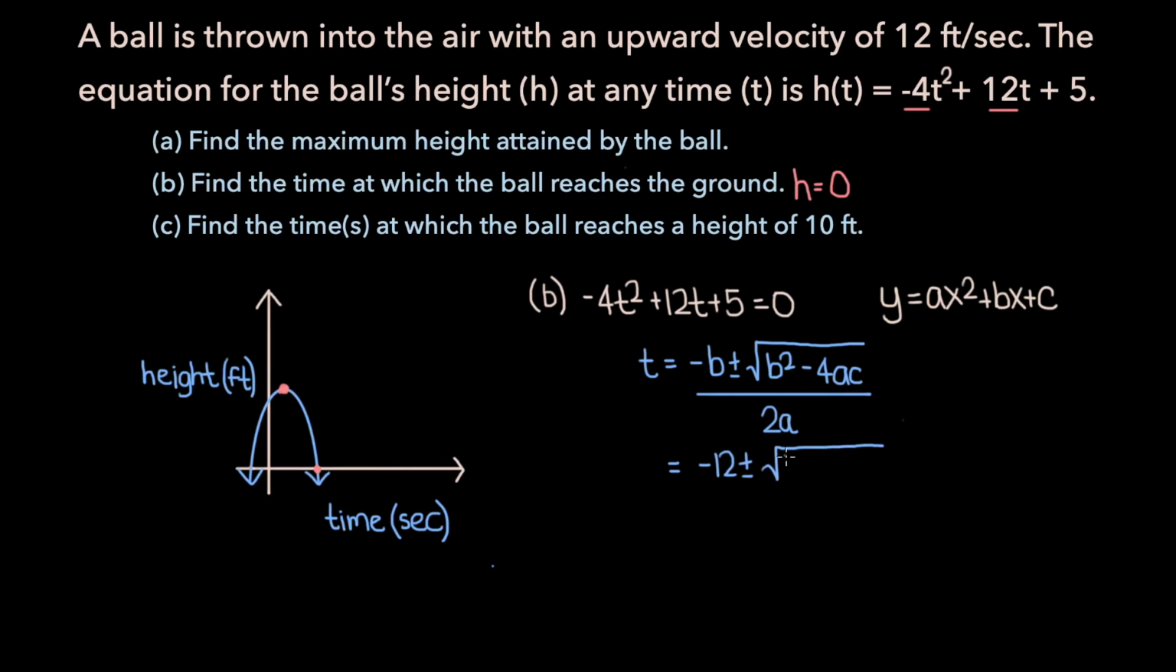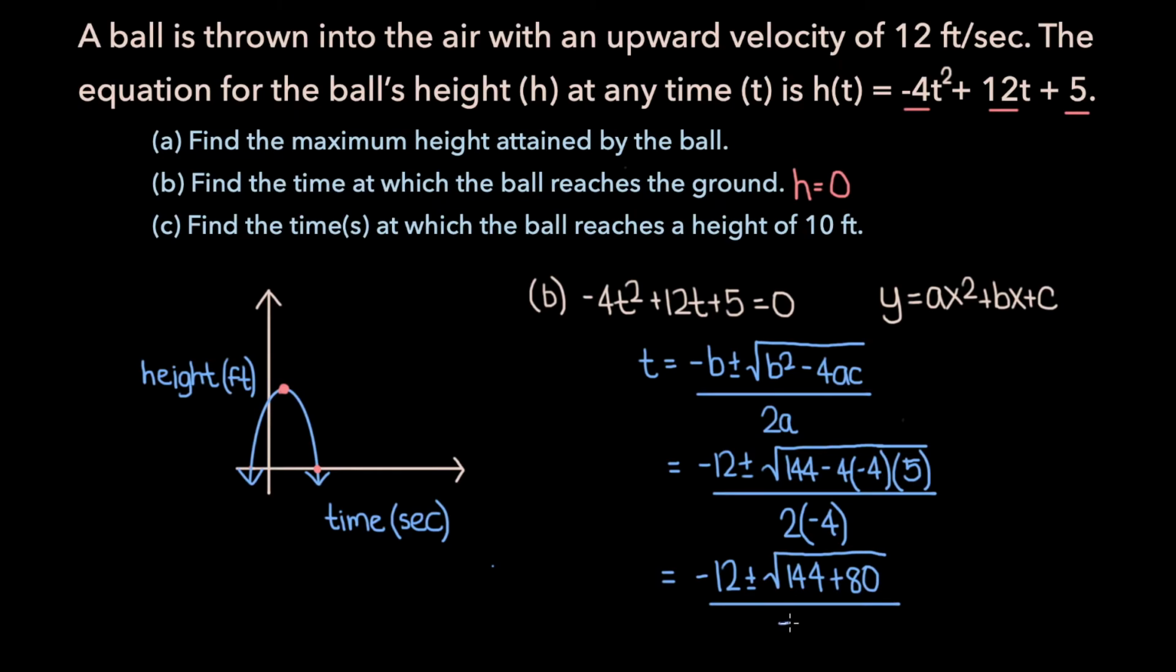the square root of b squared, so 12 squared, which is 144, minus 4 times a, which is negative 4, times c, which is 5, all over 2 times a, which is negative 4. And if we simplify this a little bit, we get negative 12 plus or minus the square root of 144 minus 4 times negative 4, which is negative 16, times 5, which is negative 80, so minus negative 80 is just plus 80, over 2 times negative 4, which is negative 8.